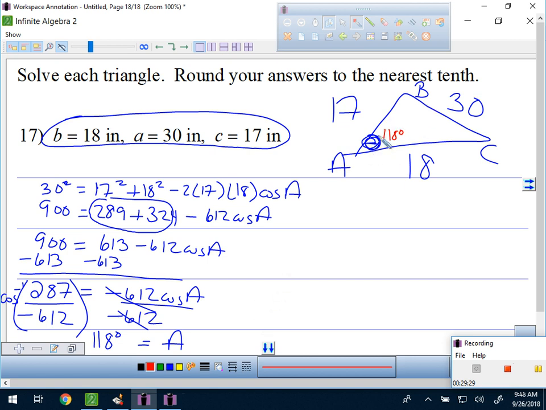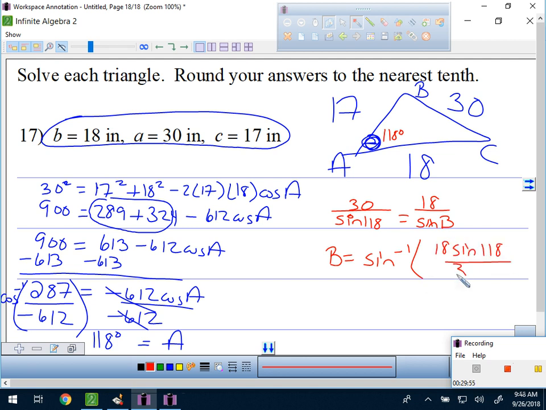So now I'm going to use law of sines. I'm going to do 30 over sine of 118, and side B, 18 over sine of B. You've got to find the angle again, so you're going to do sine inverse of 18 sine of 118 over 30. If you type that in, that gives you angle B of 32 degrees. Then you can add those together: 32 plus 118, subtract that from 180. You should get 30 degrees for this one right there.